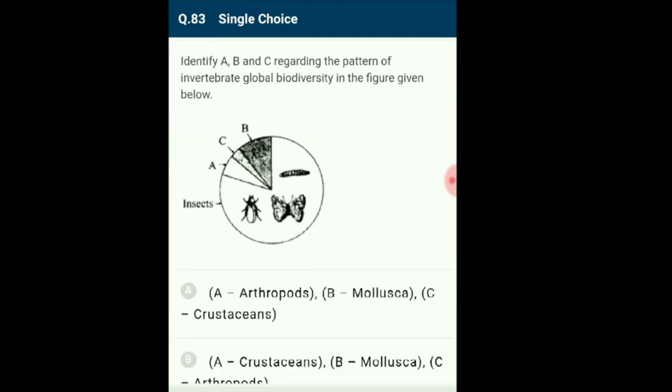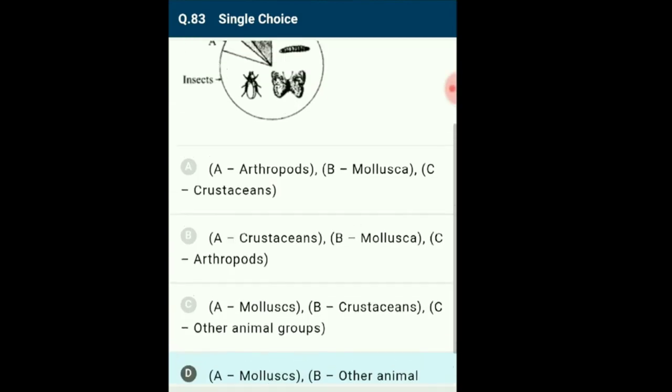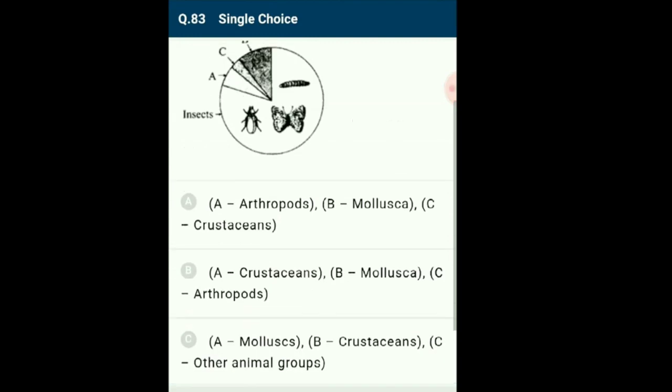Question number 83. Identify A, B and C in the pattern of invertebrate global biodiversity in the figure given below. Insects followed by mollusks. There are approximately 1 million types of insects, which account for nearly 70% of all invertebrates. Mollusca is also a very diverse group, reaching approximately 70,000 species. Crustaceans are crabs, prawns, etc. present in the sea, freshwater and on land, accounting for nearly 50,000 species. So the answer for this question is option D. In the given diagram, A represents mollusks, B represents other animals, C represents crustaceans.